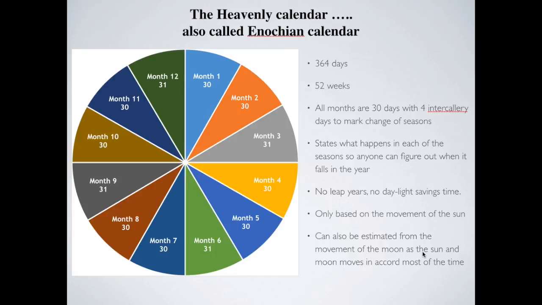We can figure it out from the movement of the moon, because the sun and the moon, according to the book of Enoch, have some kind of agreement. They move in tandem forever. But the calendar is based on the sun. I've seen people who say that the calendar of the Most High is a lunisolar calendar, which means that it's based on the sun and the moon. No, that's not correct.